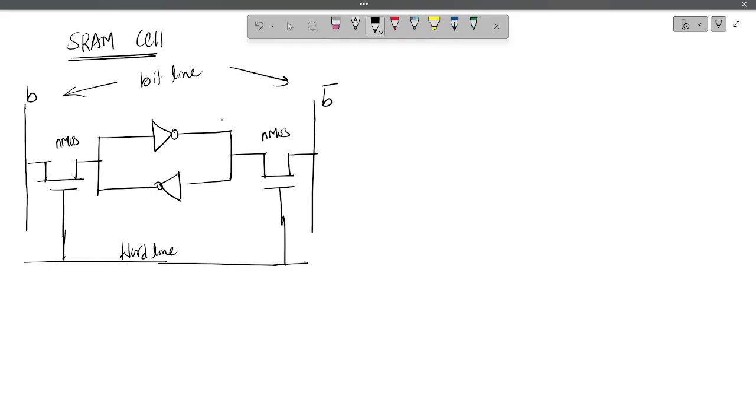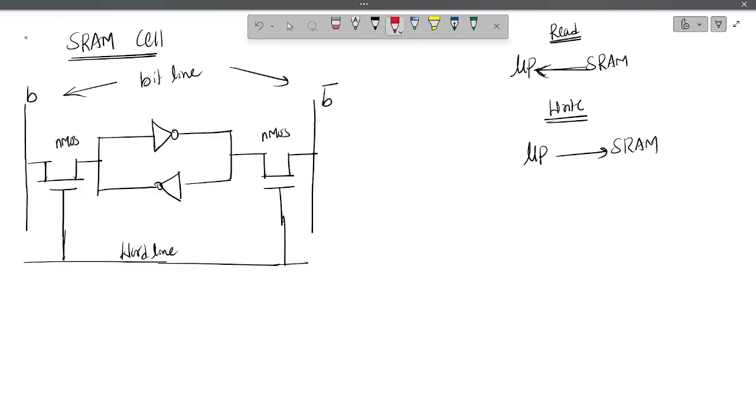We call these the bit lines. Here there are two operations. Suppose you have a microprocessor and SRAM is there. One is the read operation. Read operation means the microprocessor can read the data from the SRAM. The next is the write operation. Write operation means the microprocessor can write the data to the SRAM. First we will see the read operation.